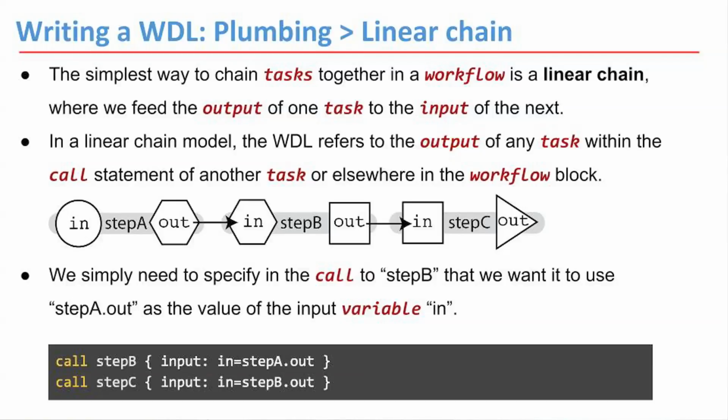Okay, linear chaining, we already really saw an example of this. It's the simplest thing where you have an initial step that creates an output file. The output file serves as input to the next, downstream step, and similarly into the final downstream step. And to create this chaining, as we already saw, in the workflow block, we say there's going to be a call to step B, and the input for step B is going to be set to the output of step A. And similarly for step C, its input is going to be the output of step B.